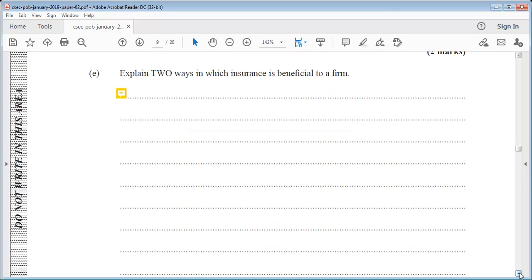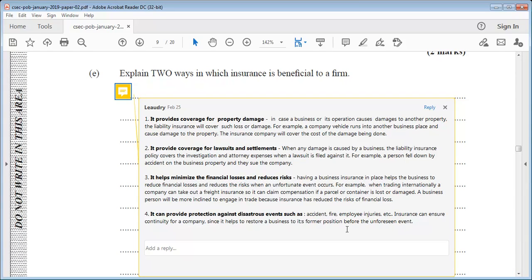Let's move on to the E part. It says explain two ways in which insurance is beneficial to a firm. Well, what are some ways insurance is beneficial? One, it provides coverage for property damage. So in case a business or its operation causes damage to another property, then the liability insurance will cover such a loss or damage. For example, a company vehicle runs into another business place and damages their property. The insurance company will cover the cost for that damage that has been done.